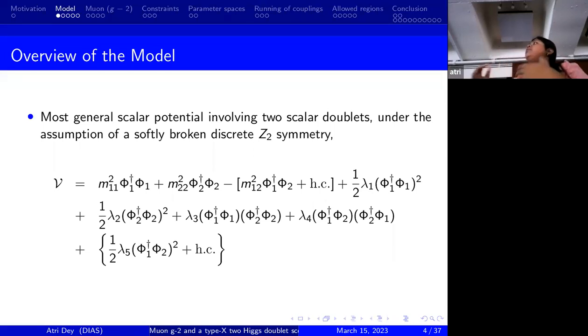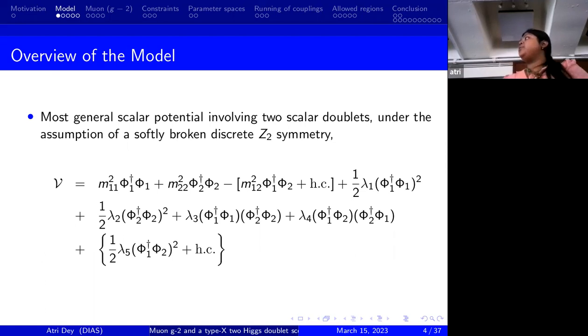Here we are looking at a two-Higgs-doublet model. This is the general two-Higgs-doublet potential, where in the standard model we only have one scalar doublet, but here we have two scalar doublets, phi1 and phi2. This is the most general scalar potential we can write. But here we introduce an extra Z2 symmetry, so phi1 and phi2 have different Z2 charges. We just allow a softly broken Z2 term, M12 square, phi1 dagger phi2, and all the quadratic couplings are real. We are looking only at this scenario.